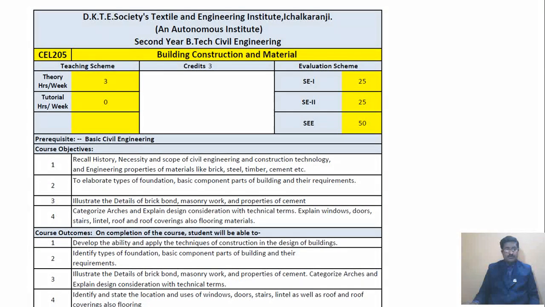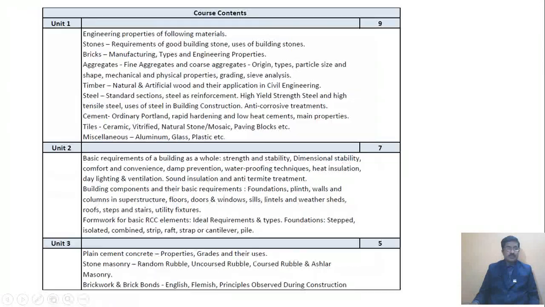So what are the course outcomes? On completion of the course, the students should be able to develop the ability and apply the technique of construction in the design of buildings, and identify the foundation and basic component parts of the building and their requirements. They can illustrate the details of brick bond, masonry work, properties of cement, categorize the arches and explain the design considerations and technical terms, identify and state location and uses of windows, doors, stairs, lintel as well as roof and roof coverings and also flooring.